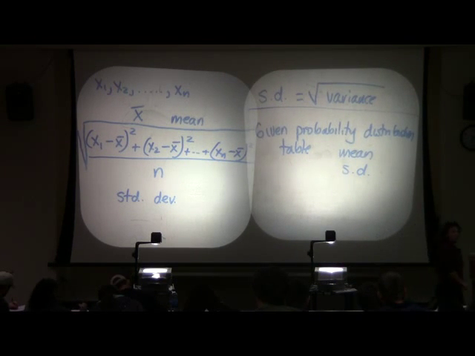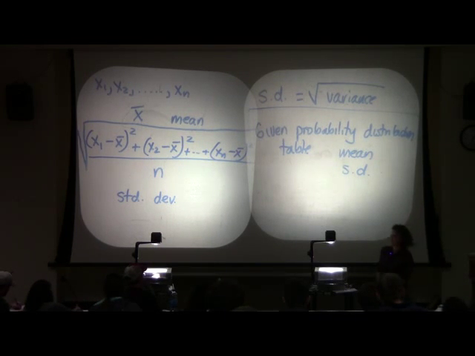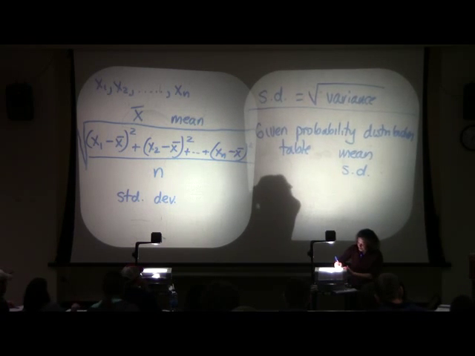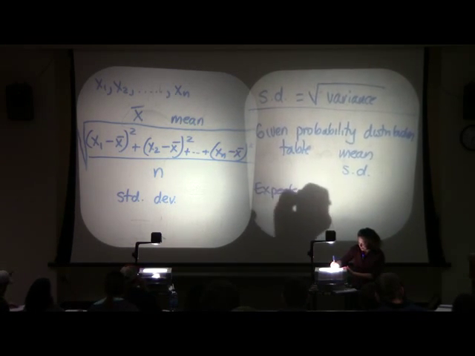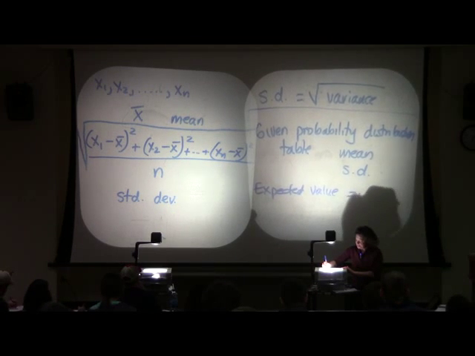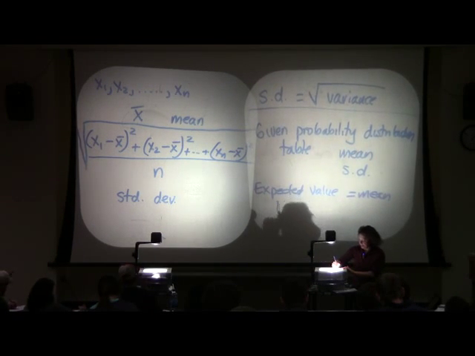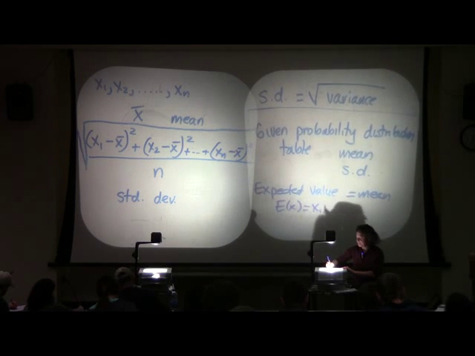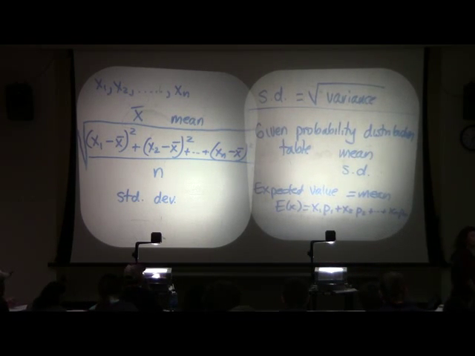So, let's go through each of these. How do you compute your mean given a probability distribution table? You guys know how to do it. What's that called? It's called your expected value. You got to know that for tomorrow. The expected value is the same as your mean, right? You take your first x value times its corresponding probability plus your second x value times its corresponding probability, all the way down the line.